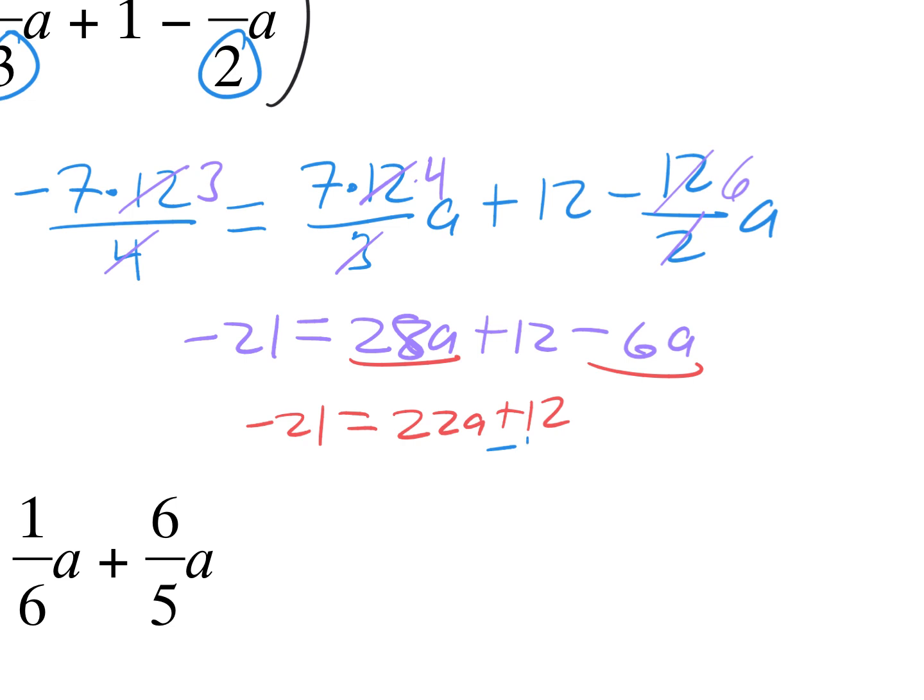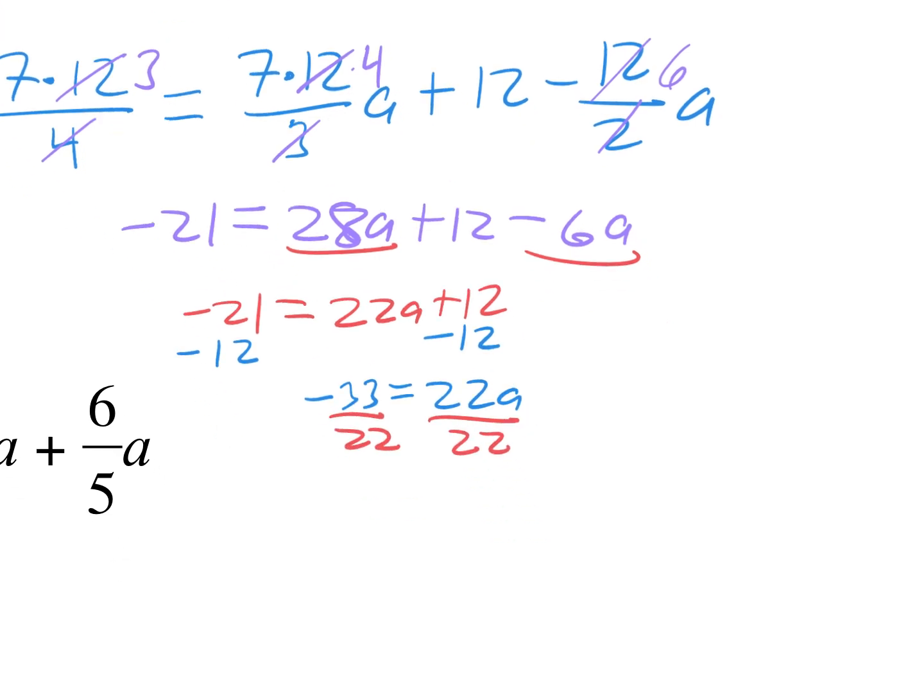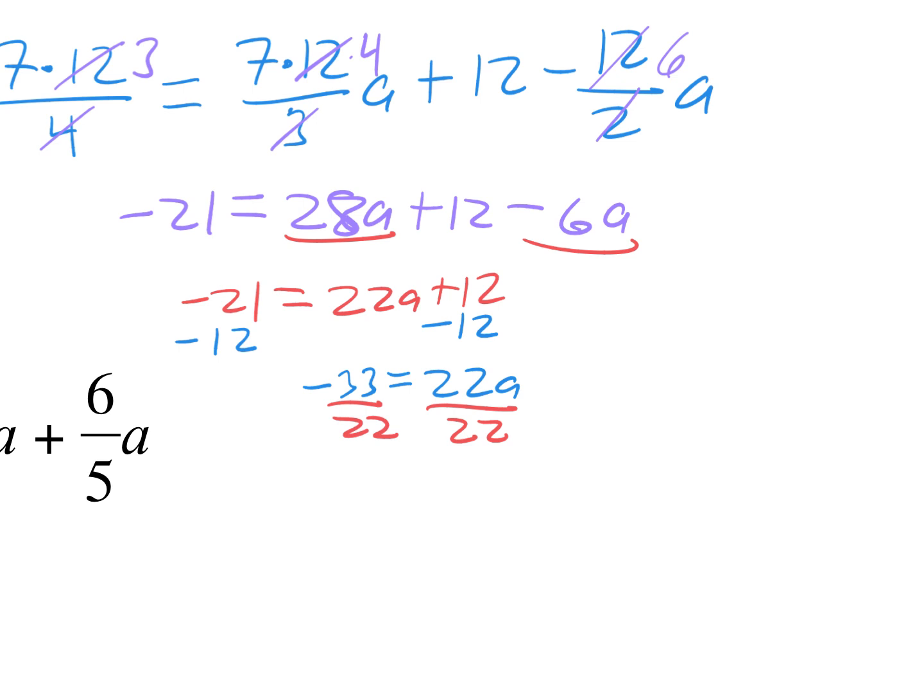Then you subtract the 12 on both sides, and you get negative 33 equals 22a. Then divide both sides by 22. 33 divided by 22 simplifies, so a equals negative 3 over 2, since you can divide an 11 out of both of them.